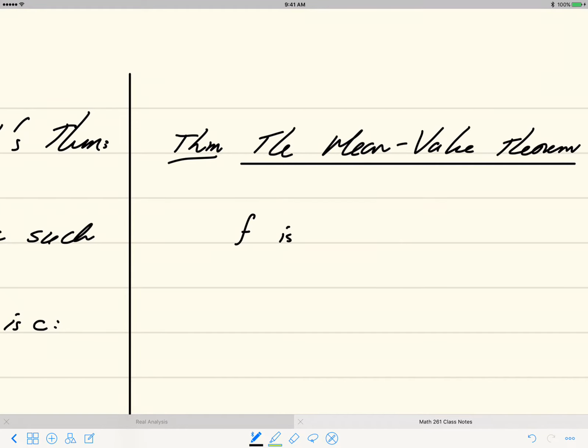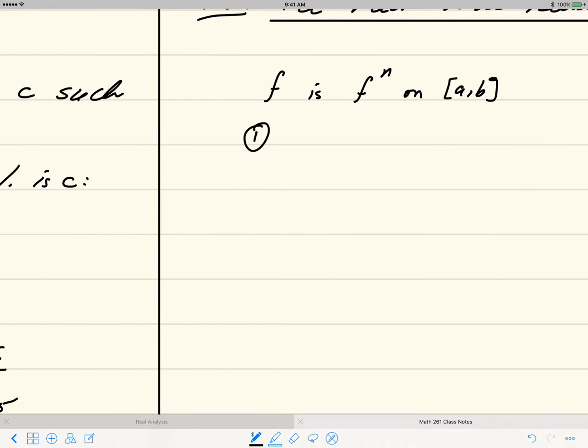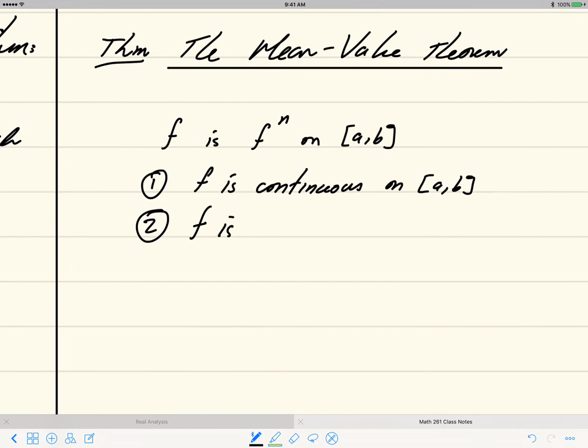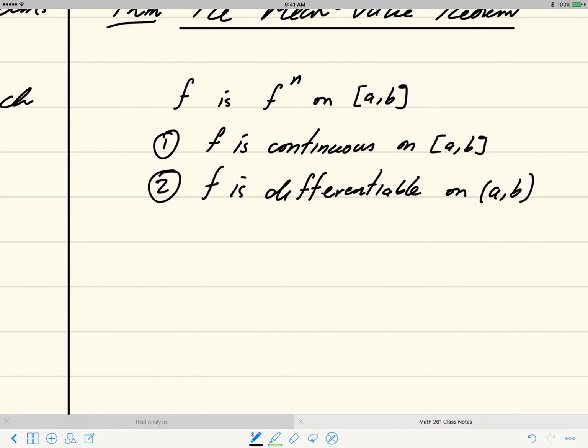So f is a function on the closed interval AB. So the mean value theorem has two requirements. One, that f is continuous on the whole interval, the closed interval, so everywhere inside as well as the endpoints. And number two, f is differentiable everywhere on the open interval AB. So that's it. It's the first two conditions of Rolle's theorem. There's no third condition. Okay?